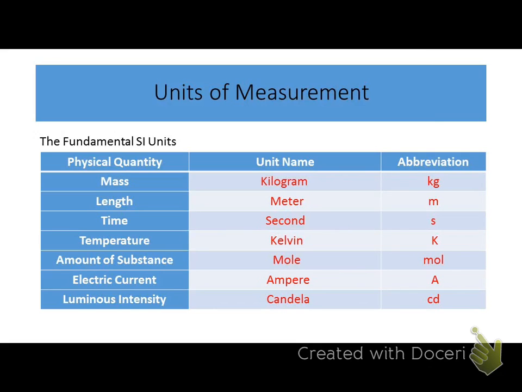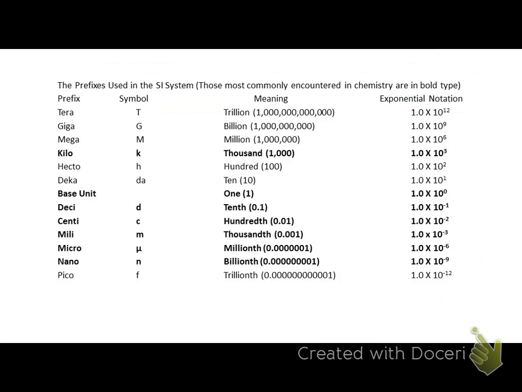The ones that we focus on in chemistry are mass, length, time, temperature, and amount of substance. The last two we don't deal much with. Usually you come across them more in physics than anything else. Alright, I need you to know these fundamental SI units, so memorize them. Know them well. I will test you and quiz you on them.